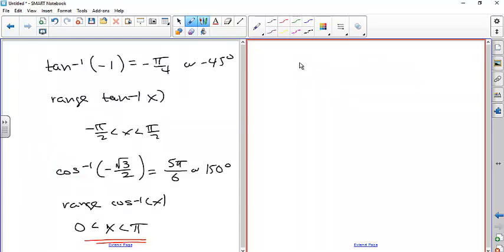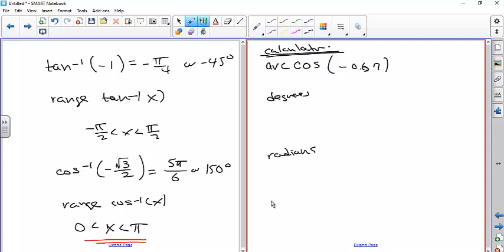Okay, now if I said, what's the arc cosine of negative 0.67? Well, this is not one of those special numbers. So this is using a calculator. These are all using the calculator. And what I'll expect is 3 results: degrees, radians, and multiple of pi radians.